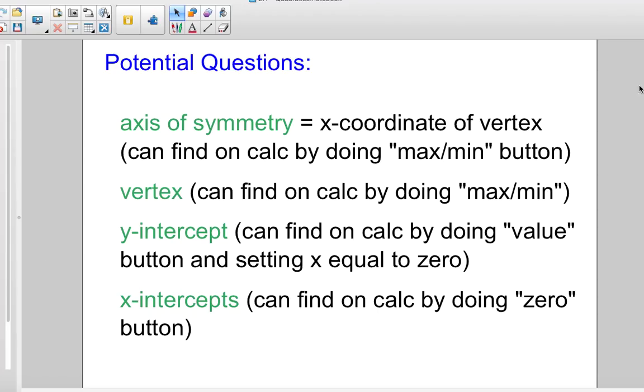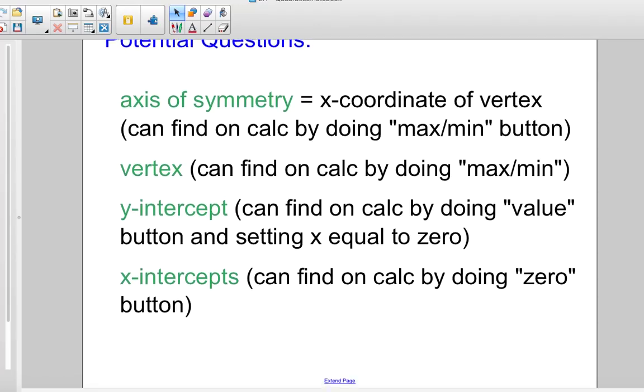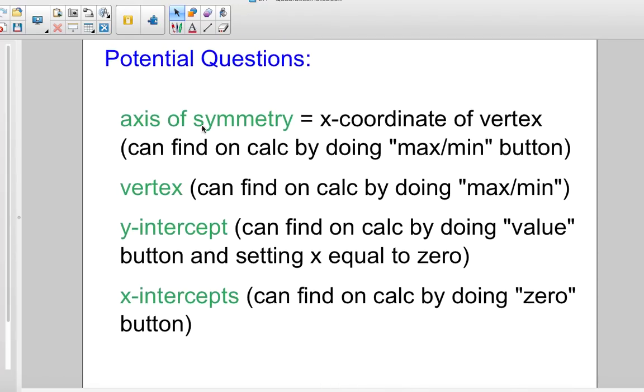All right, so potential questions that you could be asked. You could be asked to find an axis of symmetry, right? If we remember from last year, the axis of symmetry is x equals the x-coordinate of the vertex. So you could use your max-min button to find the vertex, and then only look at the x-coordinate, say x equals that, but you want to make sure it's an equation as x equals. A vertex, simply by using the max-min button, gives you the x and the y, so the vertex is the x comma y.